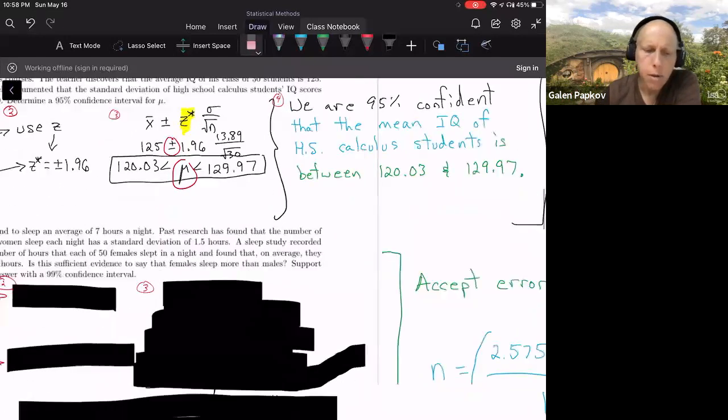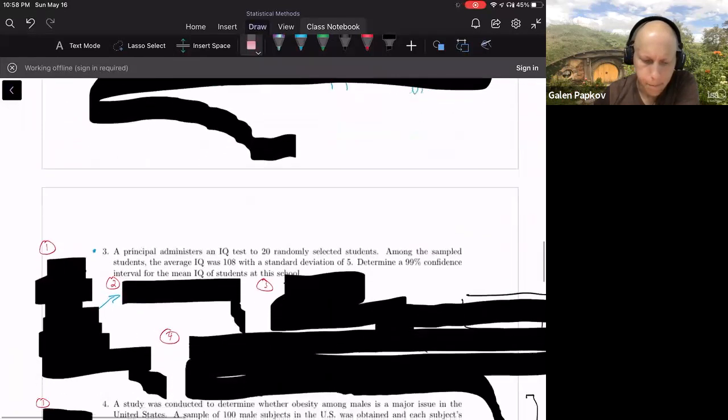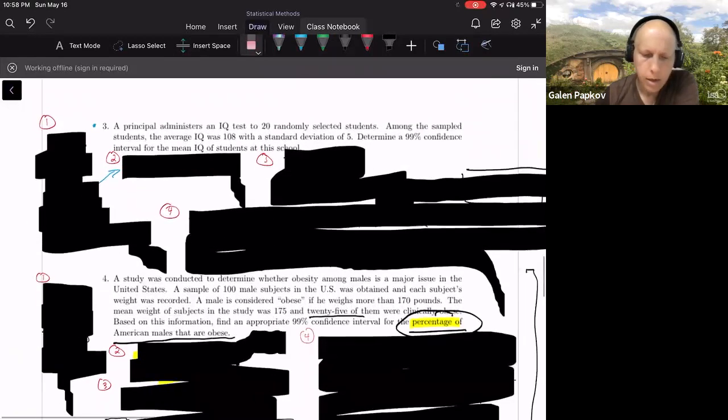Let's jump to problem 3 just to see another example. And so this is another one that may look somewhat familiar. A principal administered an IQ test to 20 randomly selected students. Among the sampled students, a mean and a standard deviation was observed. Determine a 99% confidence interval for the mean IQ.